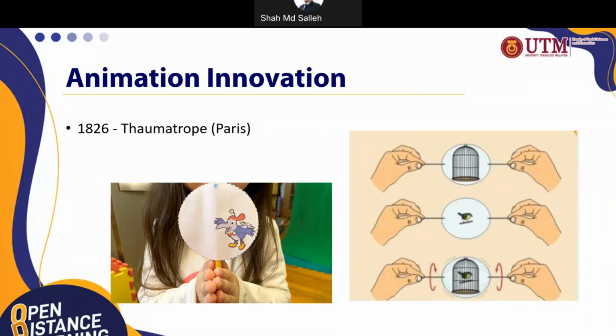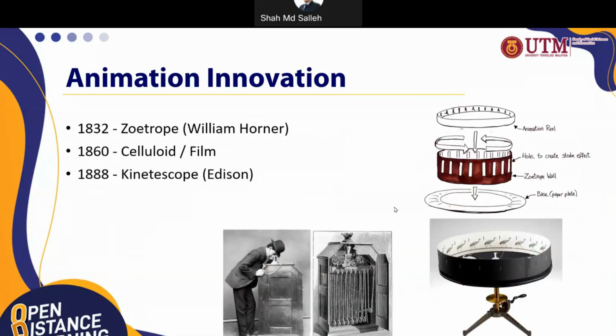Nowadays there is also an innovation using the same concept, but using only one stick. For this example, the early innovation used two ropes, and they pull the rope, and then the two pictures will flip and provide the illusion of the bird in the cage.